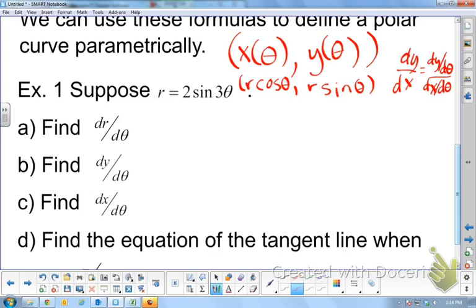So suppose we have a polar curve r equals 2 sine of 3 theta. Let's say, first of all, I just want to find dr d theta. That one's the easiest because I already have r's and I already have thetas. I don't have to do any of the parametric defining. I just can take my equation as it is and find the derivative. So what would dr d theta equal?